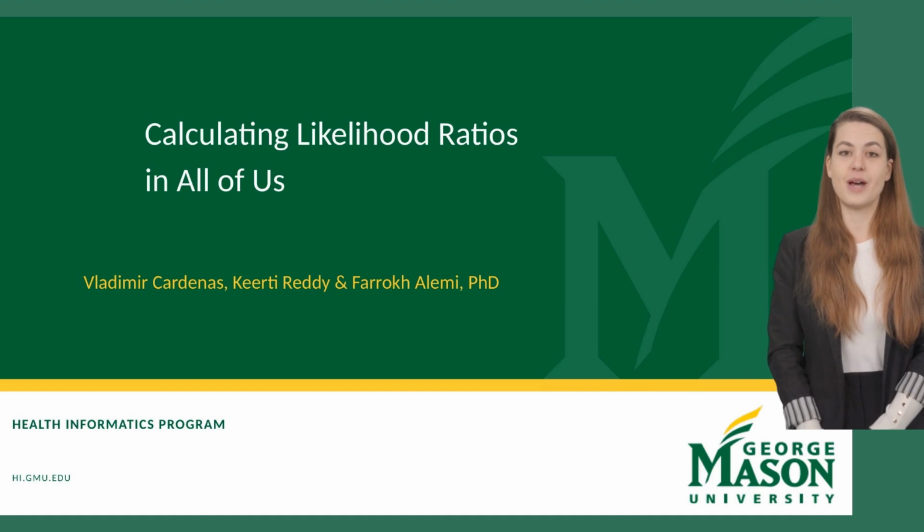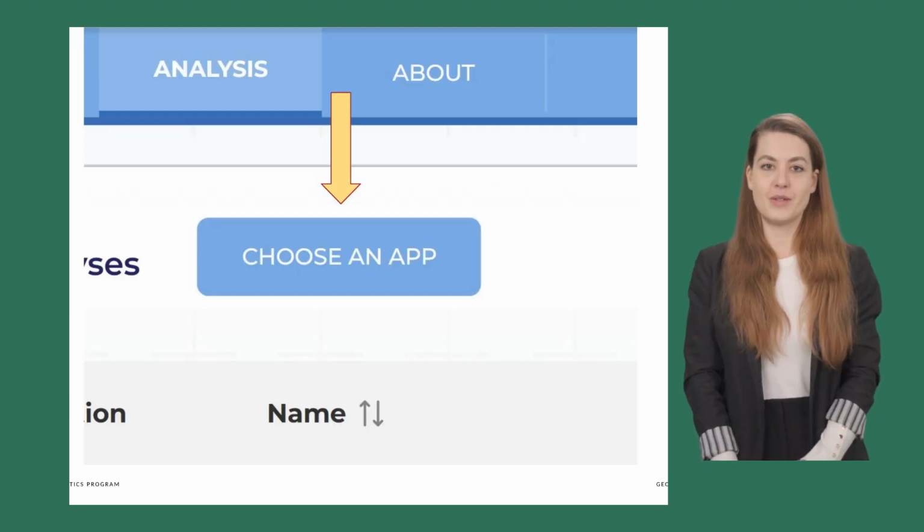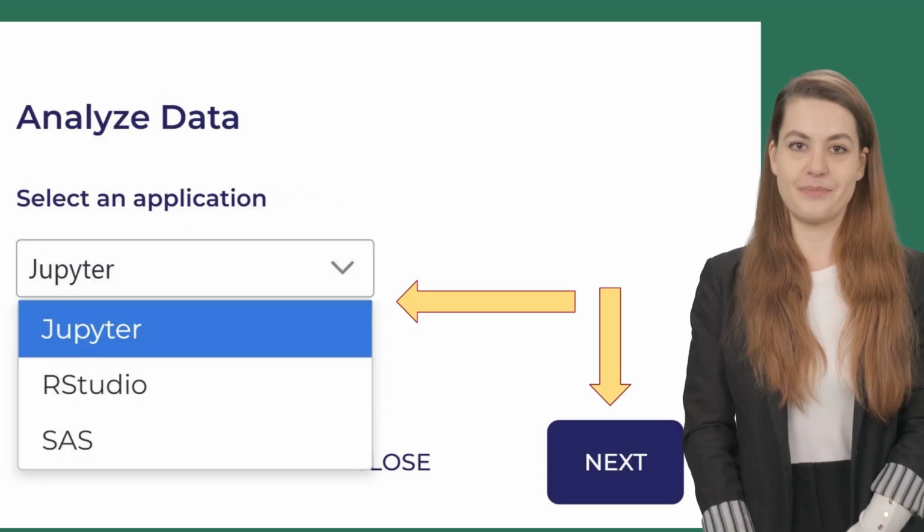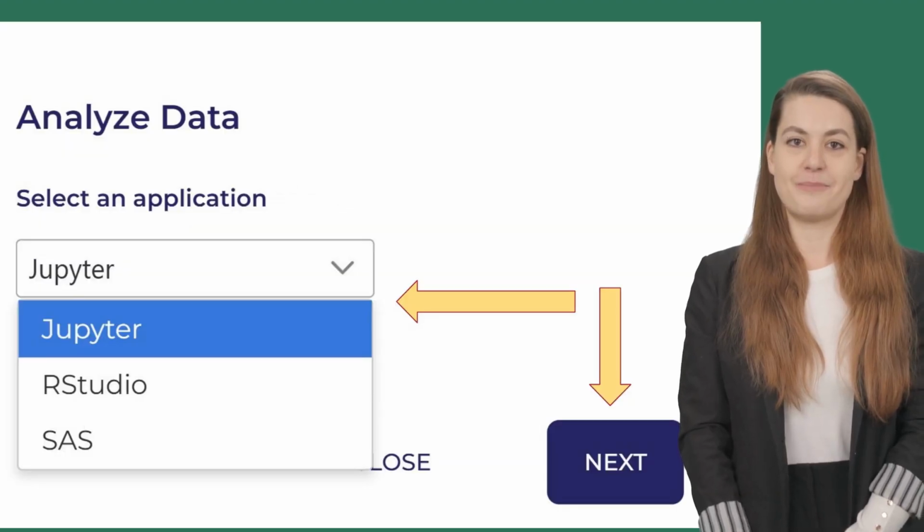These slides show you how to perform likelihood ratio calculations in All of Us for the Missing Value project. This slide shows how to create a new notebook. Choose an app in your workspace. Select Jupyter and click Next.